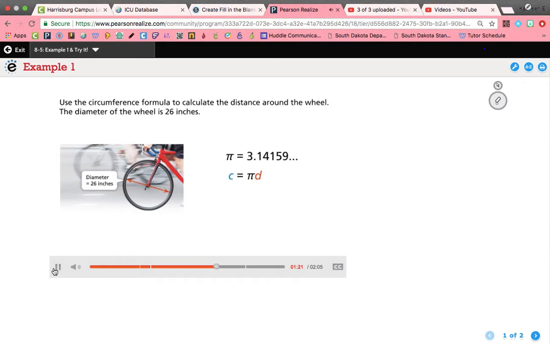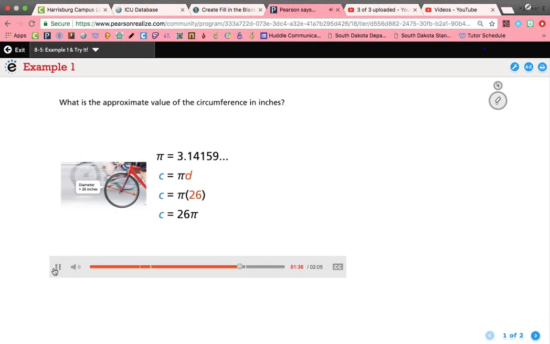Use the circumference formula to calculate the distance around the wheel. Substitute the value for the diameter of the wheel, 26 inches. The circumference is exactly 26 times pi. What is the approximate value of the circumference in inches?